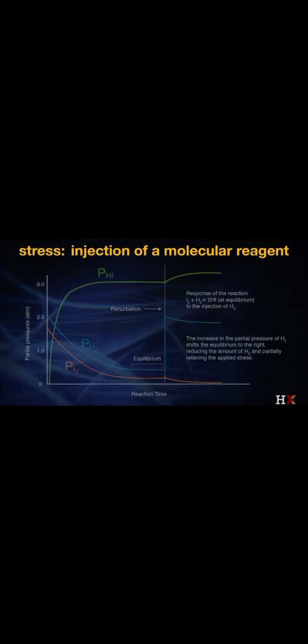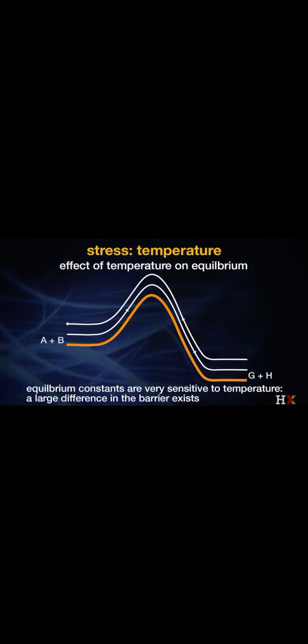We've also analyzed the response for the injection of a molecular reagent into this system that was otherwise at equilibrium. And we've watched the equilibrium shift in response to that implied stress through the increase of one of the species. And the reactions respond by adjusting to moderate the overall impact of that applied stress. And finally, we've investigated this very important property of temperature. And when we change the temperature of the system, we actually change the equilibrium constant.